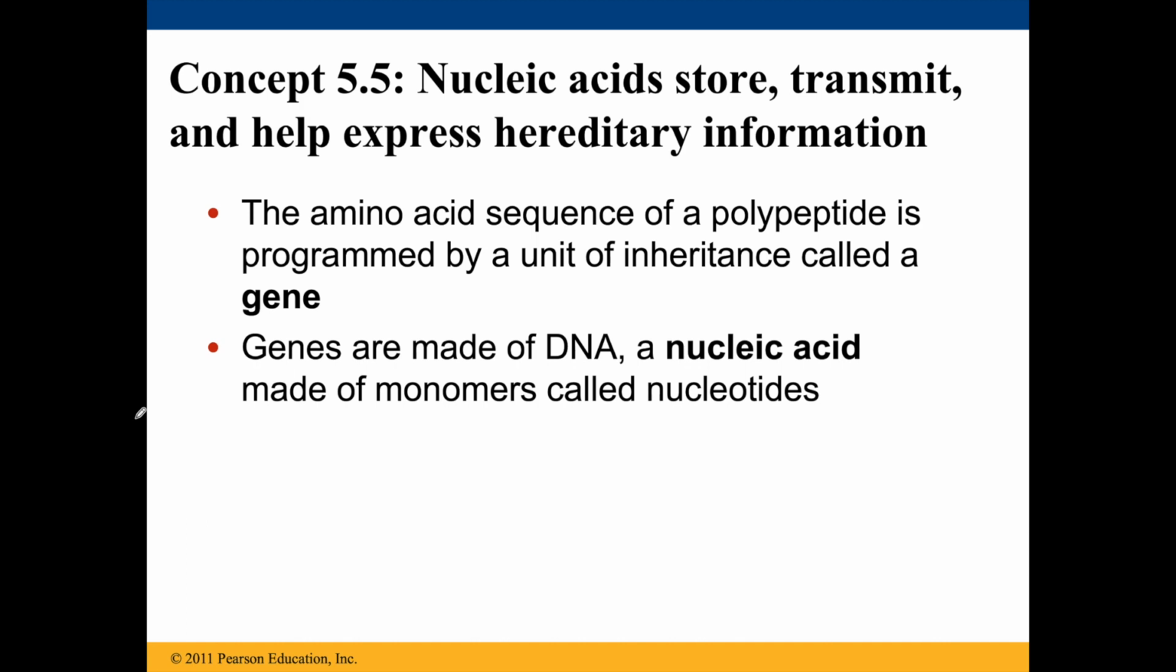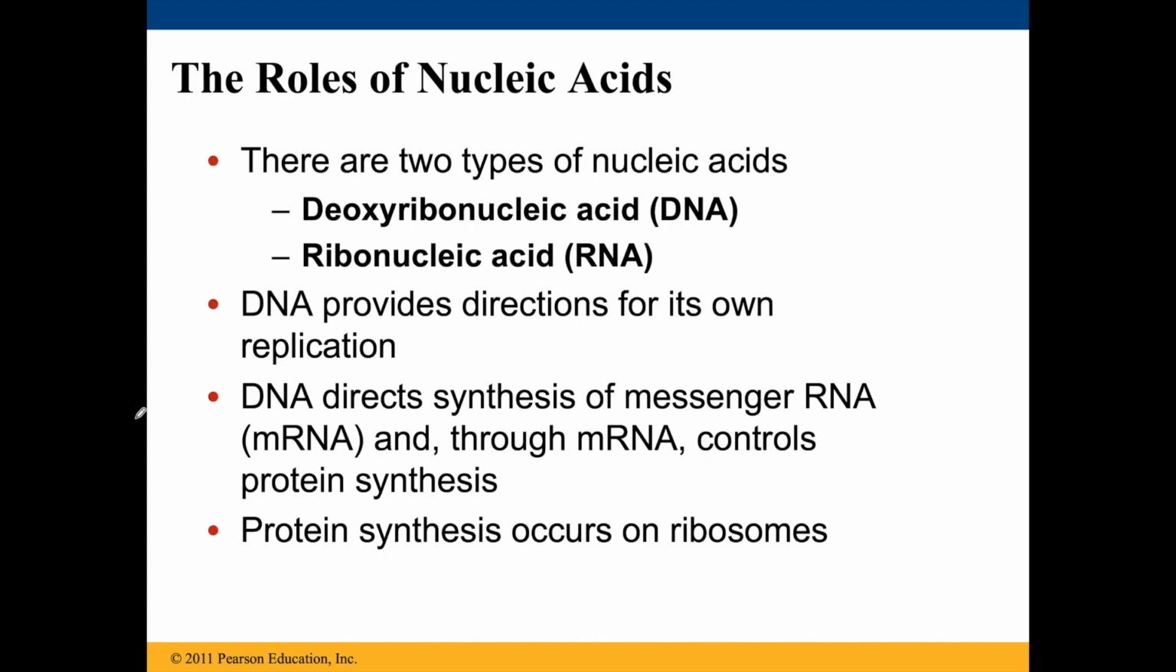So your DNA, your genes, are storing information. The information they're storing is to tell you how to build polypeptides or proteins. That's what your DNA is used for. There are two types of nucleic acids: DNA, which is deoxyribonucleic acid, and RNA, which is ribonucleic acid. DNA provides directions for its own replication, so it can make a copy of itself, due to something called complementary base pairing that I'll explain in a few minutes. DNA also directs the synthesis of messenger RNA, or mRNA, and through mRNA controls protein synthesis.